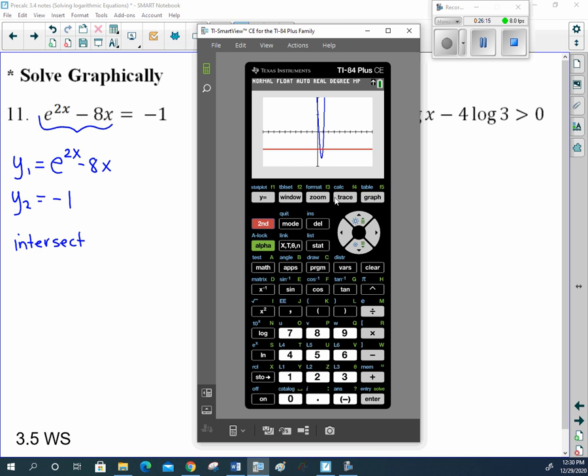Intersect. So yes, that's my first curve. Yes, that's my second curve. And now I'm going to make my guess right there. So one of our answers is 0.41. I guess we'll go with 0.41.